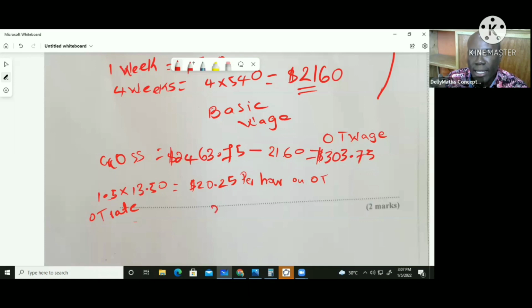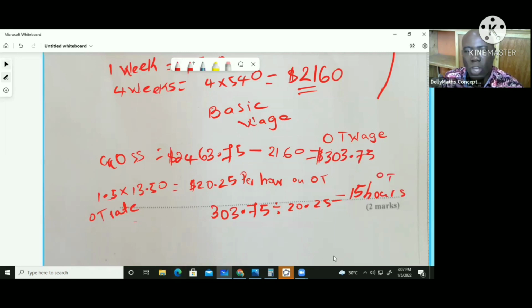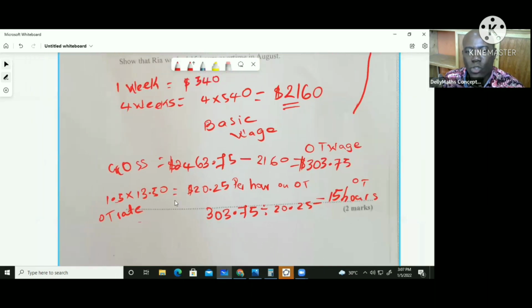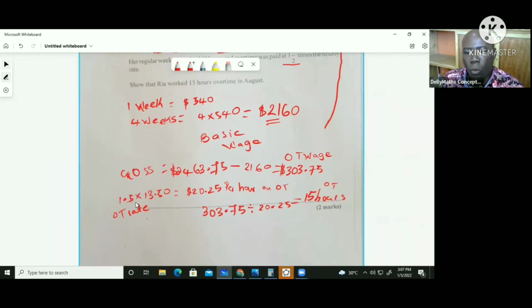Now, let us divide 303.75 by 20.25. And then definitely we should get the 15 hours that she had worked on overtime. That will land us 15 hours, and this is overtime hours. Very good. So that is how we put that together as it relates to the work that she did on overtime. We proved that it was 15 hours as they had suggested there.